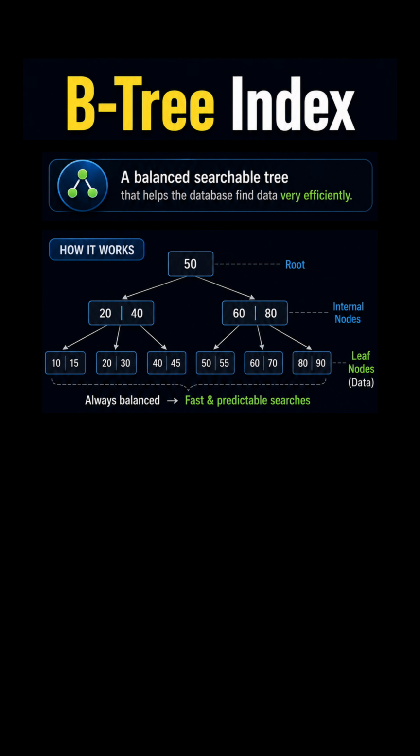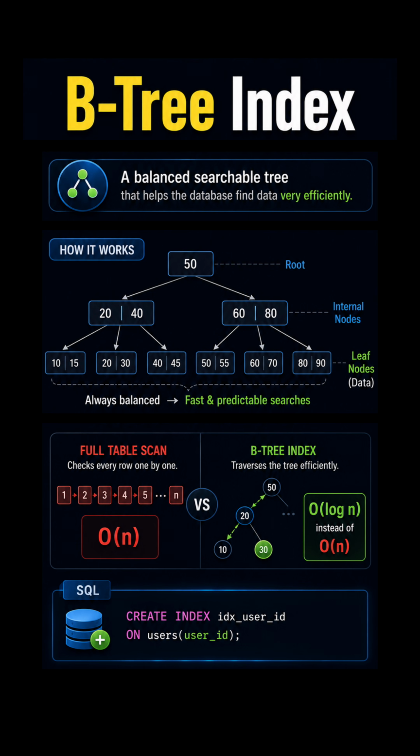B-tree index. The most common index type is the B-tree index. Think of it like a balanced searchable tree. Instead of scanning every row, the database traverses the tree efficiently. That reduces search complexity from O(n) to approximately O(log n).